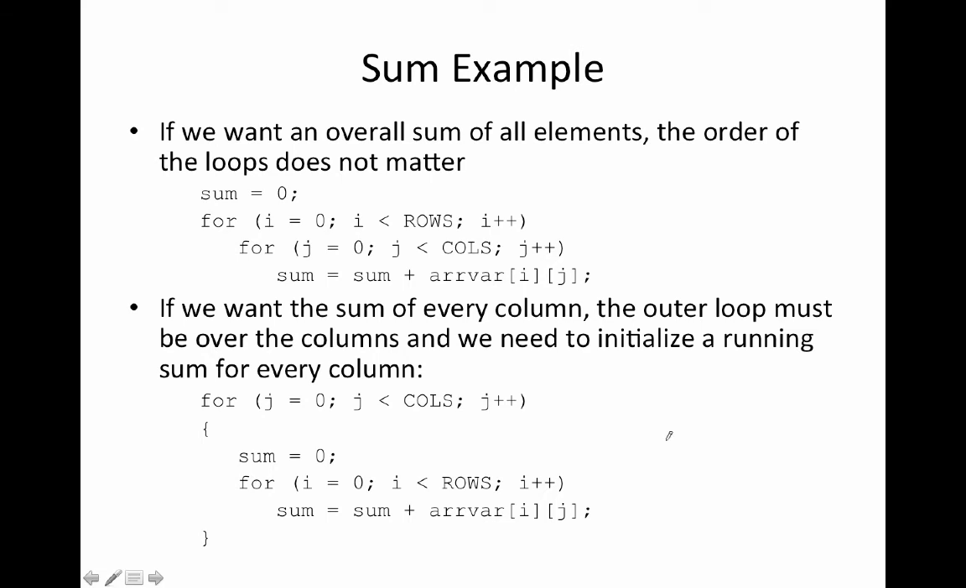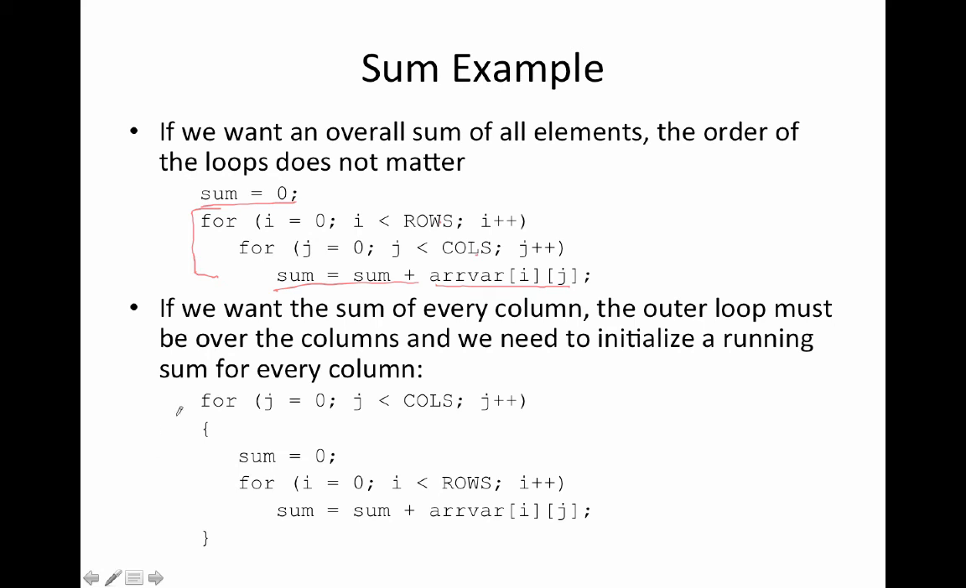And if you just want to do something for every element, then the order of the loops doesn't matter. So for example, if we had an array and we wanted to add all of the elements in the array together, then we would initialize a sum to 0, then we would have our nested loop, and in this case the order doesn't matter whether we go over the rows first and then the columns or the other way around, but what we want to do is to add each element in the array to our running sum. So we initialize the sum to 0 first before the outer loop because we want the overall sum of all of the elements.